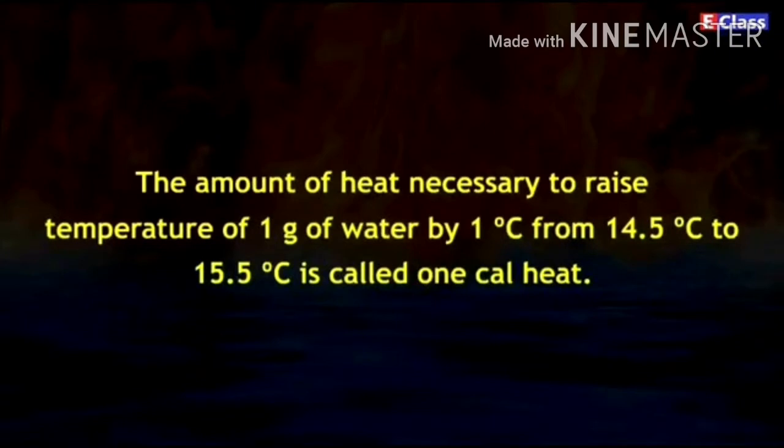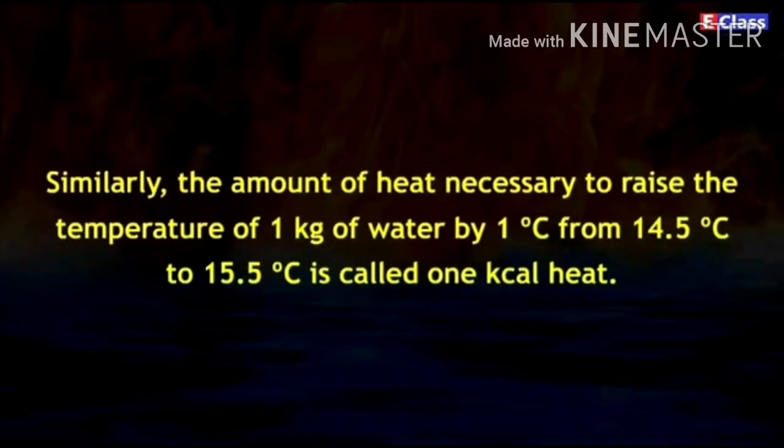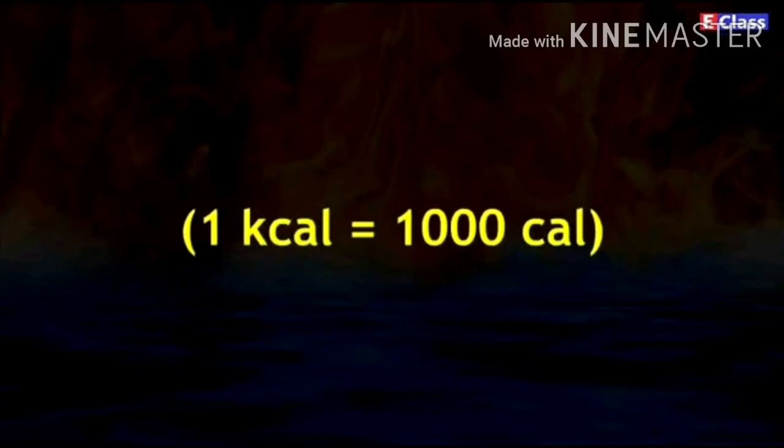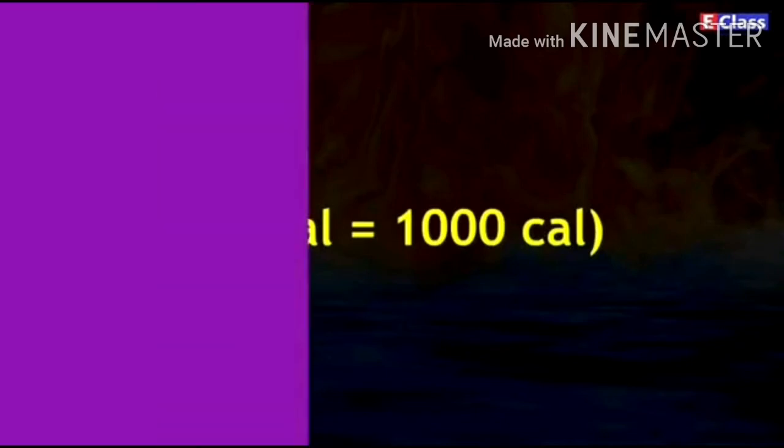The amount of heat necessary to raise the temperature of 1 gram of water by 1 degree Celsius from 14.5 degrees Celsius to 15.5 degrees Celsius is called 1 calorie heat. Similarly, the amount of heat necessary to raise the temperature of 1 kilogram of water by 1 degree Celsius from 14.5 degrees Celsius to 15.5 degrees Celsius is called 1 kilocalorie heat. 1 kilocalorie is equal to 1000 calorie.